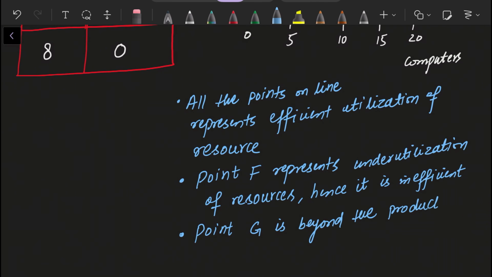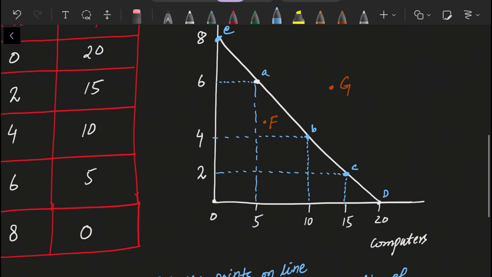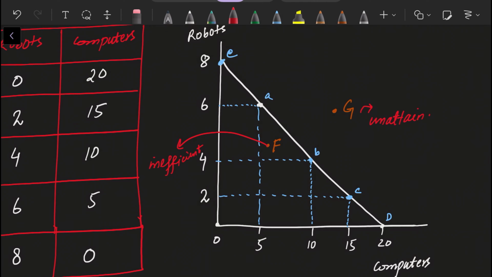Whereas point G, we look at point G, is beyond the production capacity of the country. Going back to the same example, now you want to buy 4 pizzas and 4 burgers, but it takes you $120. What you have is $100 only. So the point G is a point which is unattainable because you do not have enough resources.